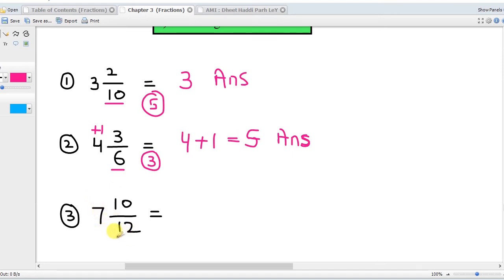Okay, moving on to question number 3. Over here, my denominator value is 12. Half of 12 is 6. There is no need to write these numbers that I put in a circle. This is just for your understanding, right? Now compare this 6 with the numerator value. Since 10 is more than 6, we have to add 1 to the whole number. So this will become 7 plus 1, and your answer is 8.